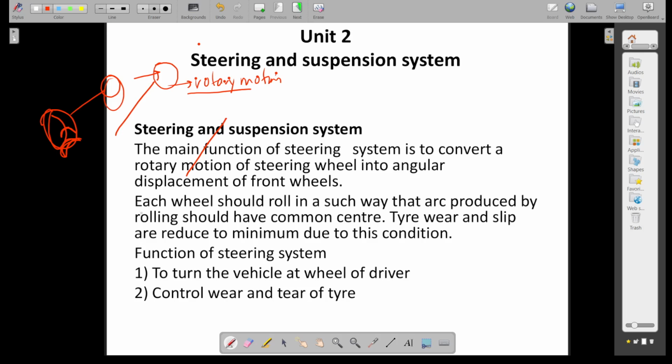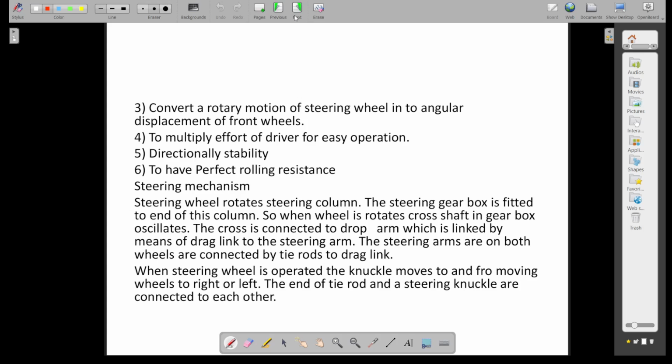The very common principle on which the steering is based is that all the wheels of the automobile, whenever the vehicle is being turned, should meet at a common center. This is the main principle of the steering system. Steering is to be designed such that you can turn the vehicle at your will, reduce the wear and tear, achieve directional stability, multiply the effort of the driver, and have perfect rolling resistance.